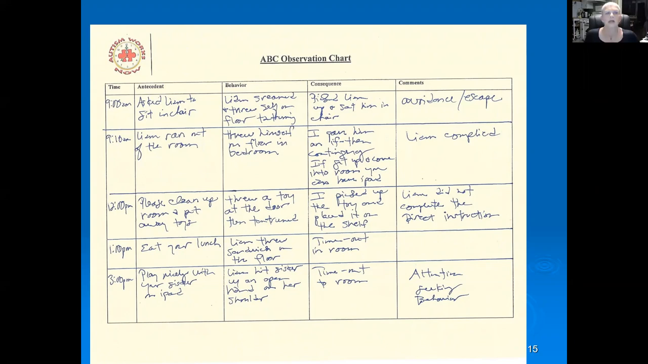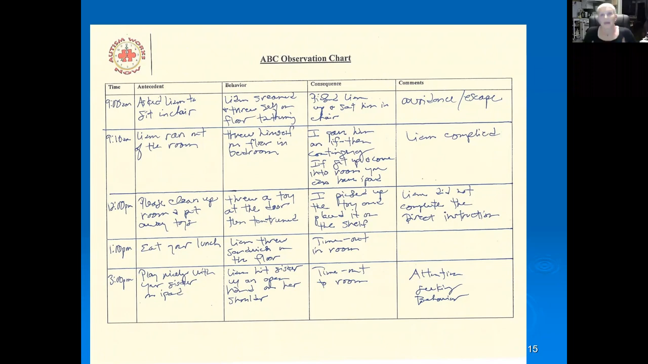So we're going to read through it. At 9 a.m., ask Liam to sit in the chair. That was the antecedent. What happened right before the behavior? We ask Liam to sit down in the chair. Now we can think about this in terms of our daily agenda. What was the behavior? Liam screamed. He threw himself on the floor and he started tantruming. Oh my God. That was the behavior. What's the consequence? We picked Liam up and we sat him back down in the chair.